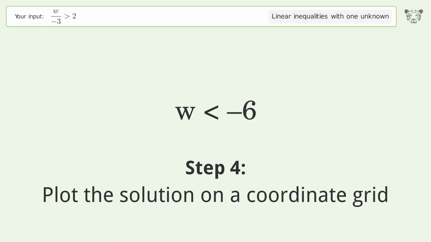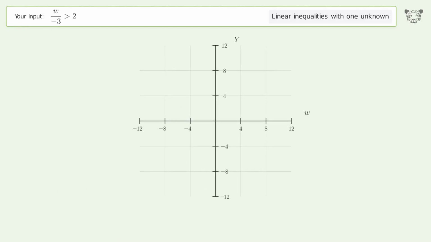Plot the solution on a coordinate grid. And so the final result is W smaller than -6.